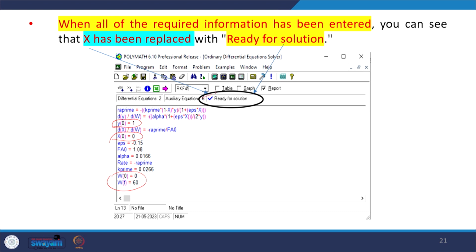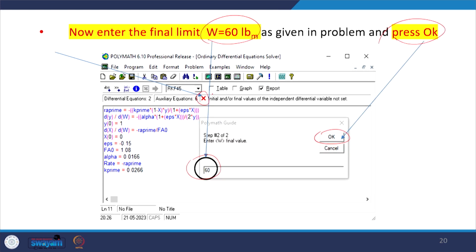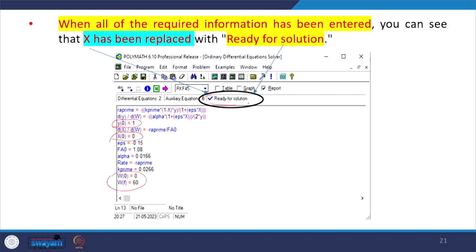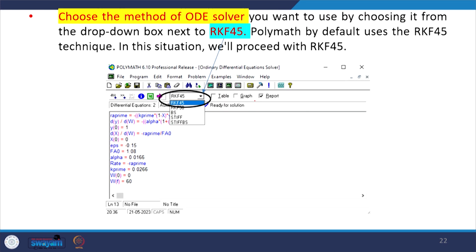Earlier it was a cross, because the initial and final value of the independent variable were not set. Therefore it was coming. So, now it is ready for solution. All the parameters and equations for the nonlinear ordinary differential equation solving have been entered. Now we have to choose RKF 45, which is the solving method. By default it uses the RKF 45 technique, so we will proceed with that.